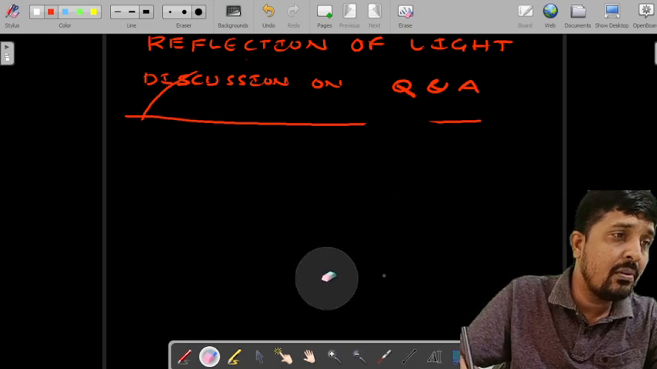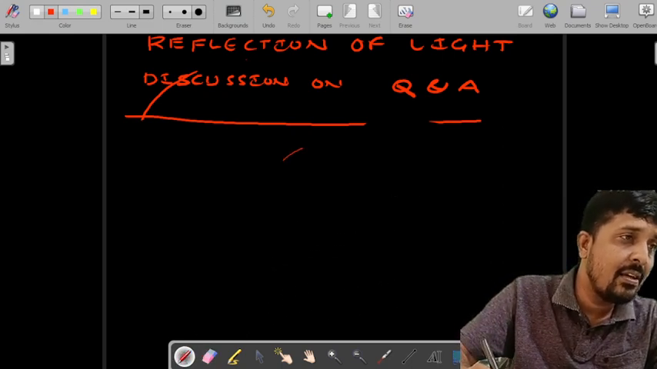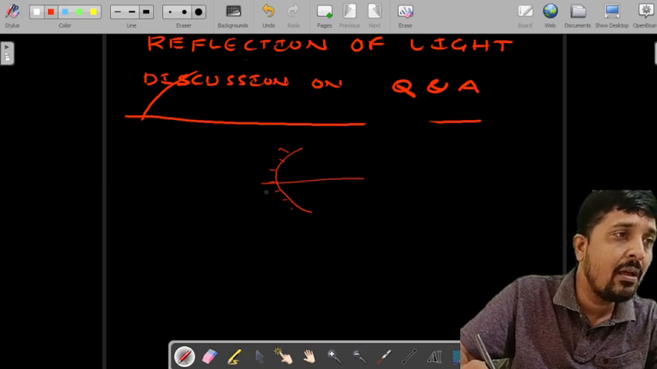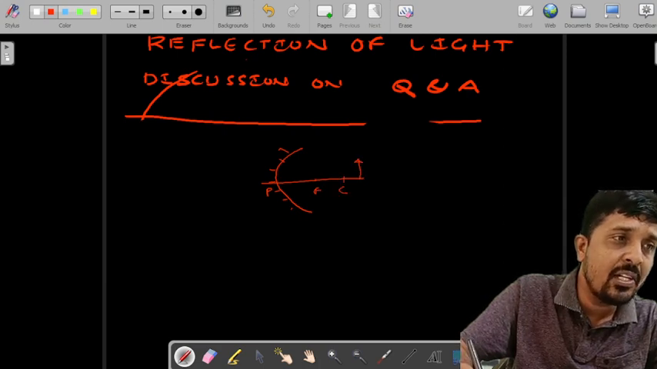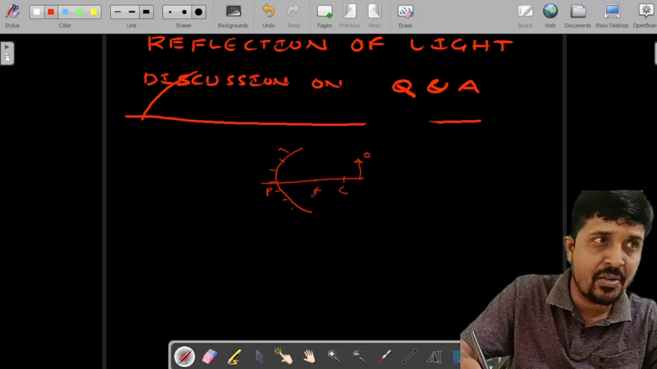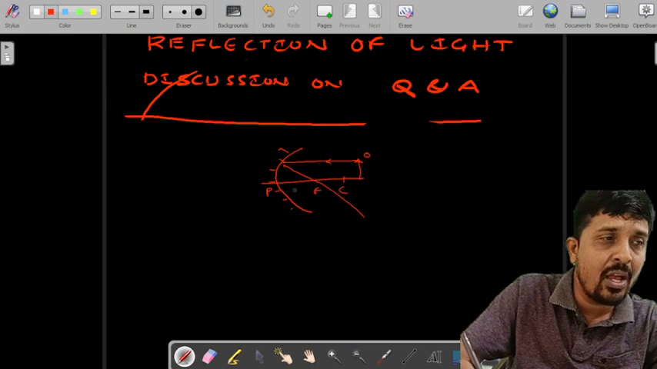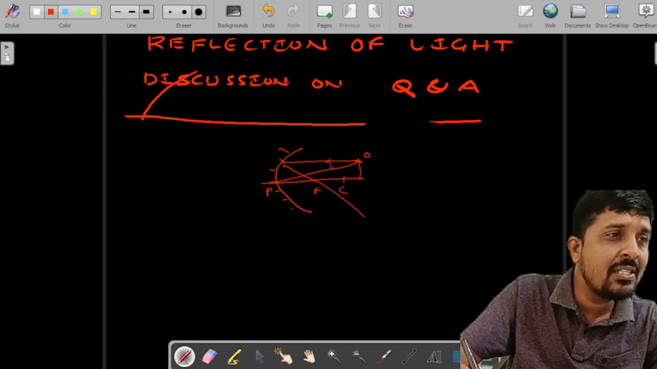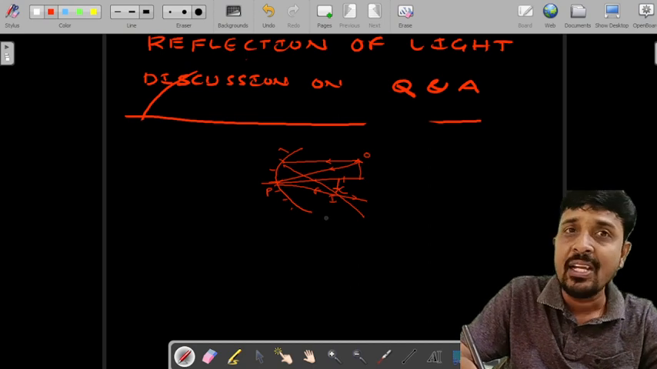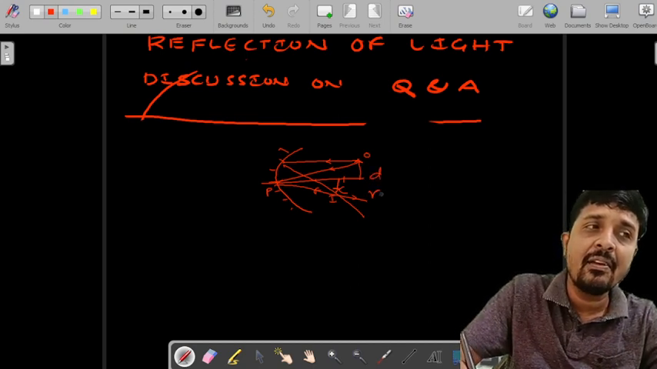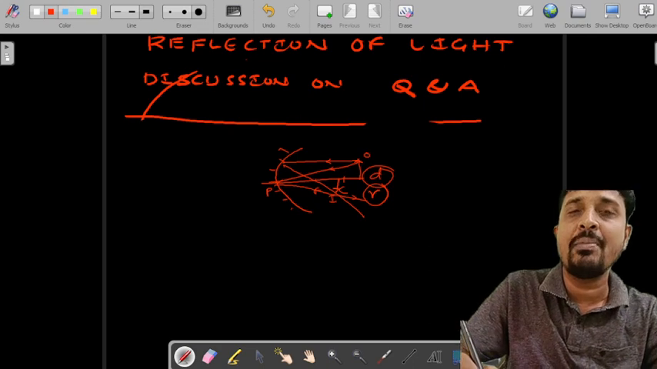Now the second one is, in this case he has again given a concave mirror. This is P, F and C and he placed the object here. That means beyond C, second condition. Parallel to the principal axis, should have to pass through F. Angle of incidence at the pole is equal to angle of reflection at the pole. That means it is the place where the image is going to be formed. It's a diminished image, a real image. It's a real and diminished image is going to be formed.